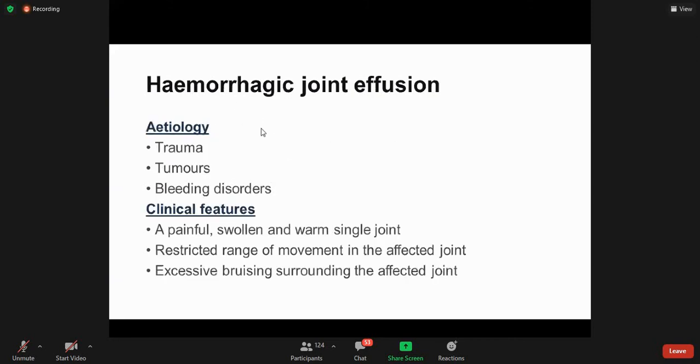Then the fourth disorder was the hemorrhagic joint effusion, and the cause could be trauma. Tumors of the joint can also cause hemorrhagic joint effusion, and any bleeding disorders like hemophilia A, ठीक है. Hemophilia can also cause bleeding in the joint. So these are the common etiology of hemorrhagic joint effusion. And how does the patient present? He will present with a painful, swollen and warm single joint. There would be restricted range of movement in the affected joint, and excessive bruising surrounding the affected joint. Skin color changes हमें साफ नजर आएंगे, पर्पल, ब्राउन, डिफरेंट कलर्स नजर आएंगे, ठीक है.